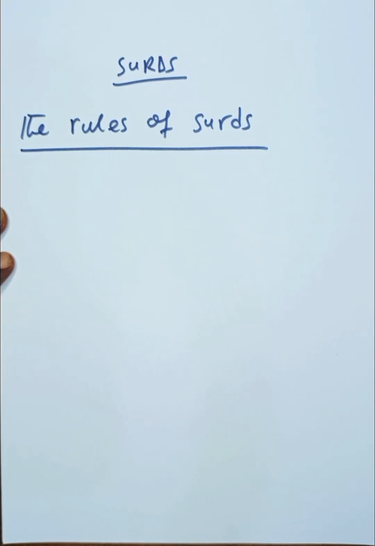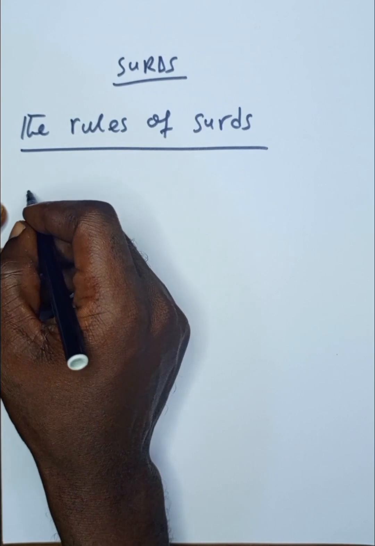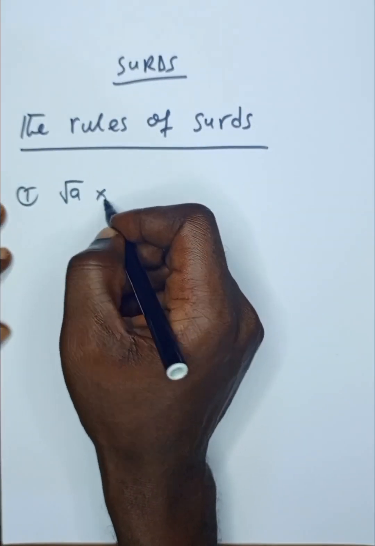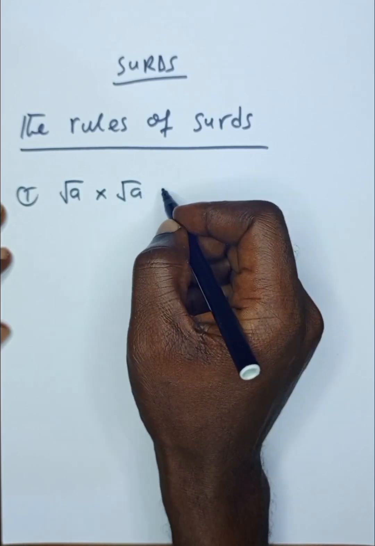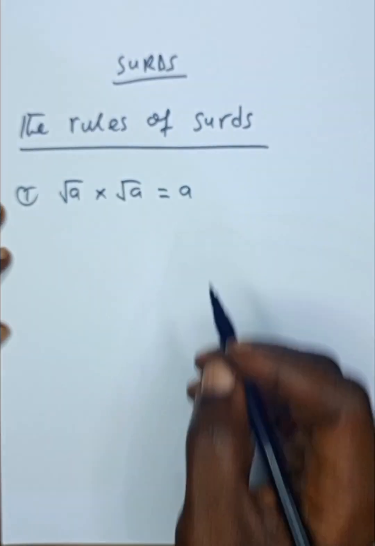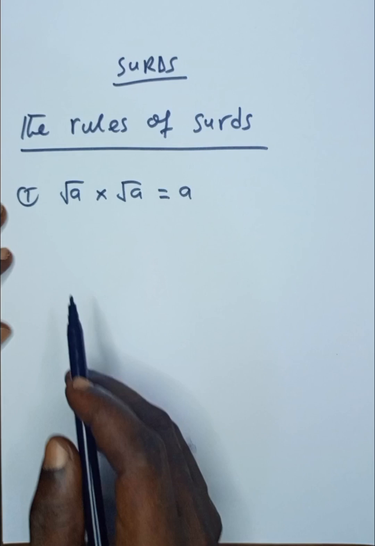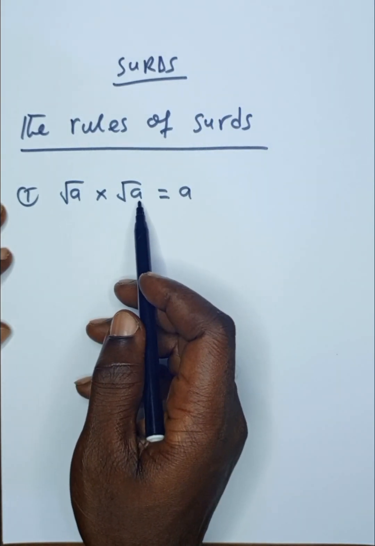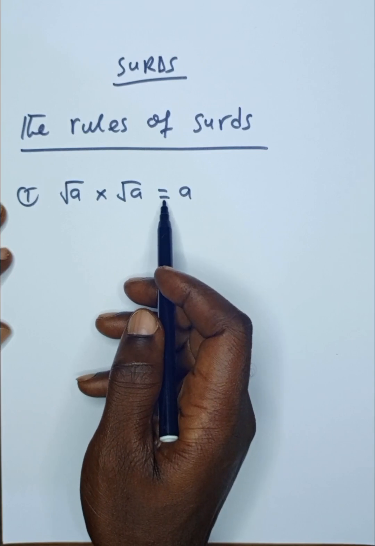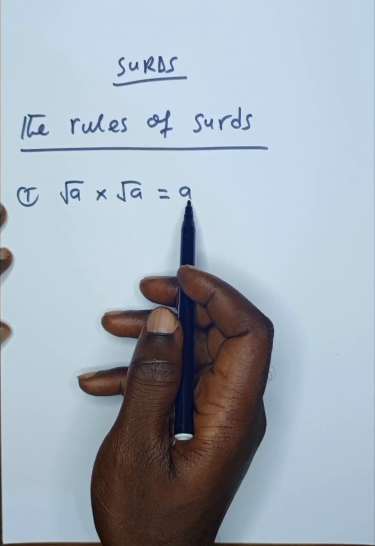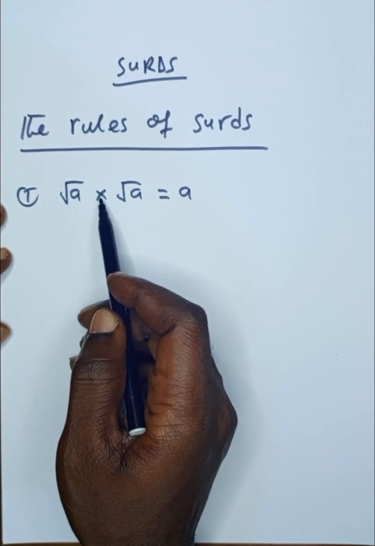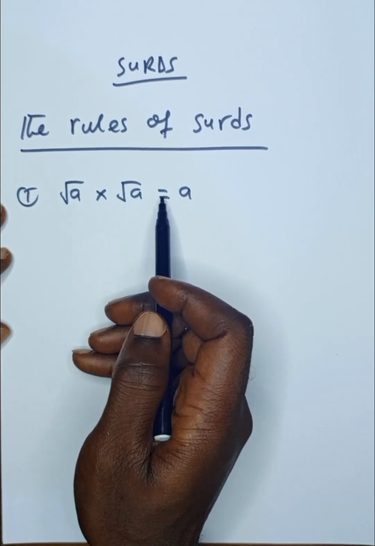Now, the rules of surds. The first rule that we shall talk about is when you have square root of a multiplying the square root of a, the result is just a. So simple. Whenever you have a square root of a number, multiply the square root of the same number, the answer is the number under the root sign.